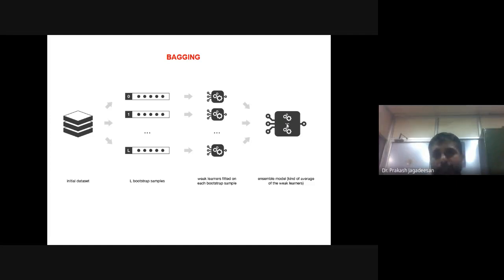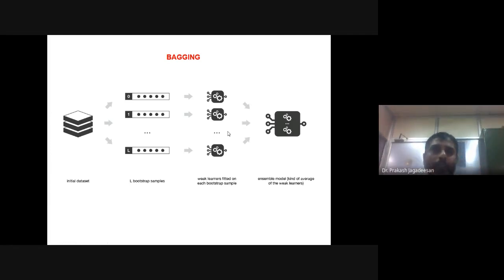Take all the outputs, sum them, and then average, which means sum all the outputs and divide by the total number of models. With the help of this, what I can achieve is that I'll be able to reduce the variance, the variability. That's the power of this technique.